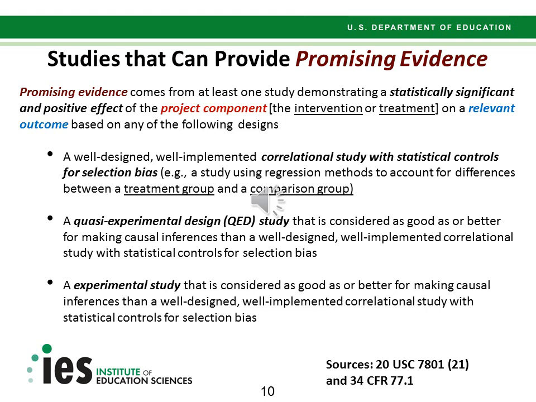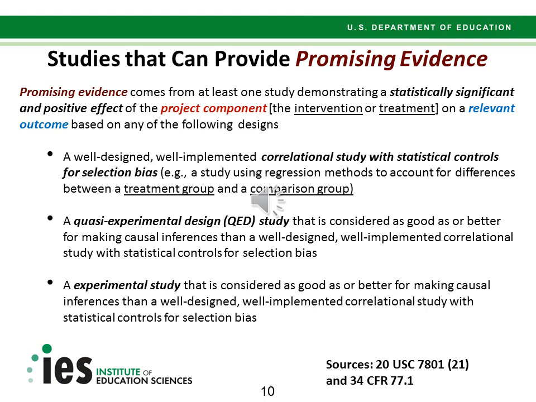Studies that can provide promising evidence for the effectiveness of a project component, that is, the intervention or treatment condition, must have certain characteristics to meet the evidence definitions in federal law and U.S. Department of Education regulations. First, the study must demonstrate a statistically significant and positive, that is, favorable effect of the project component on a relevant outcome.